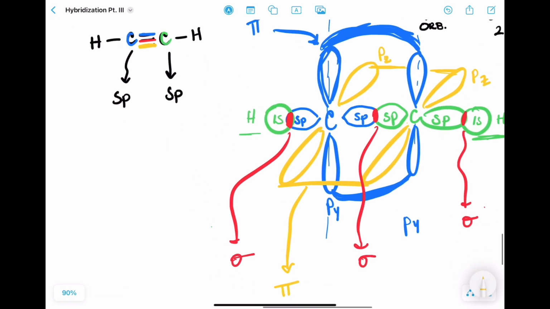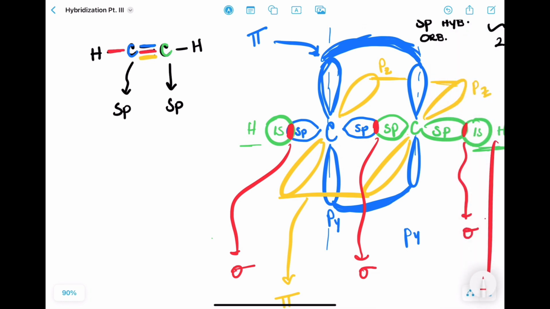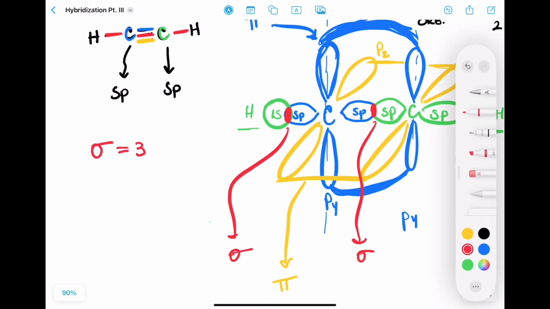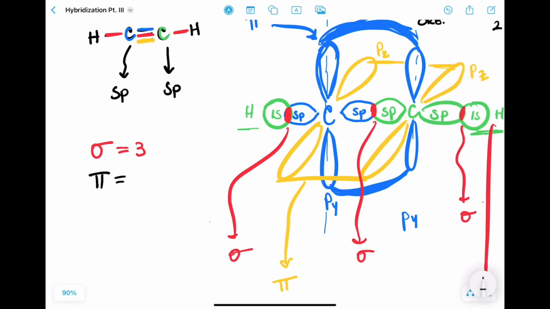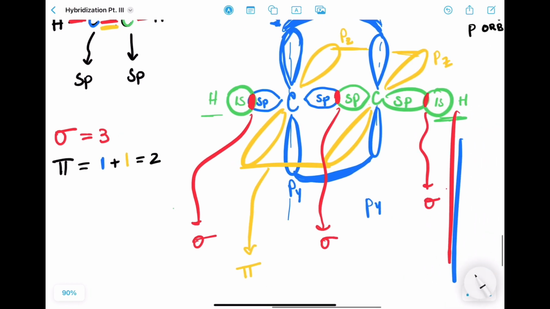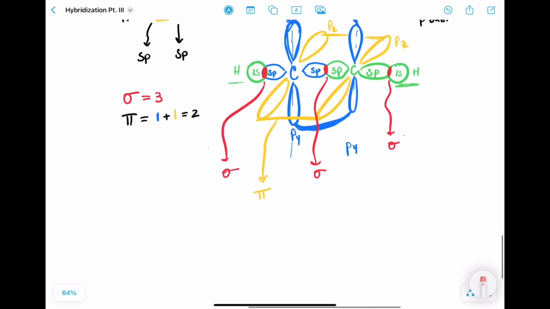And so how many sigma bonds do I have in this molecule? Let's put them in red. I have one right here, this middle one, and then this last one. So sigma is going to be 3. How many pi? 1 from the blue orbital overlap, and then 1 from the yellow orbital overlap. So we have a total of 2. All right, let me erase. There we go.